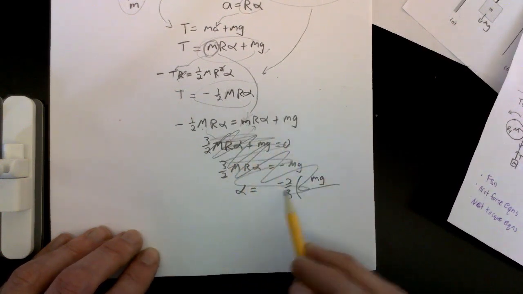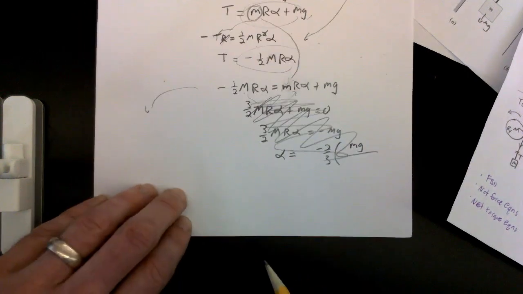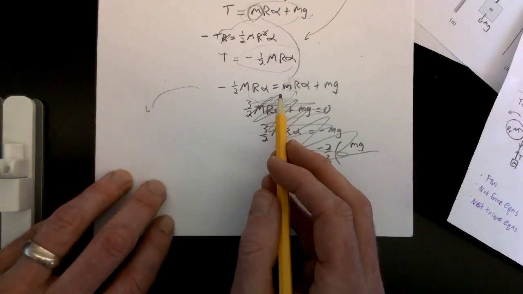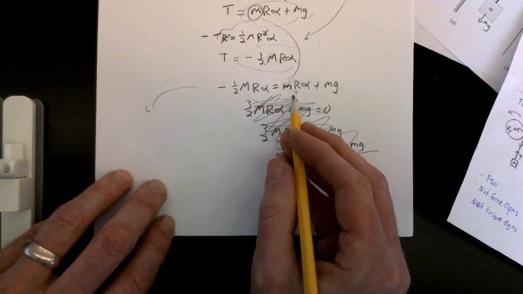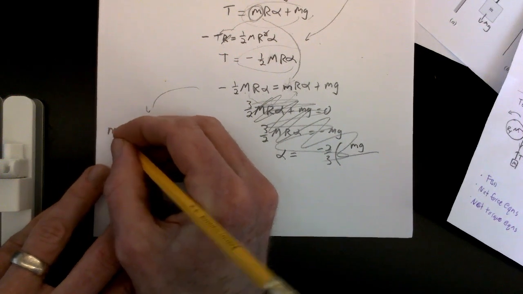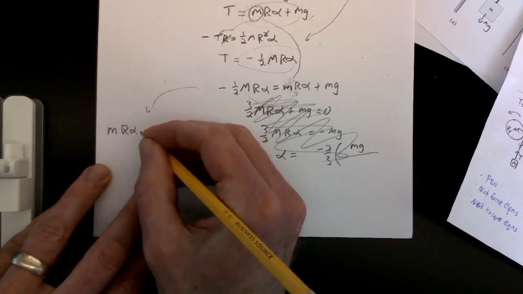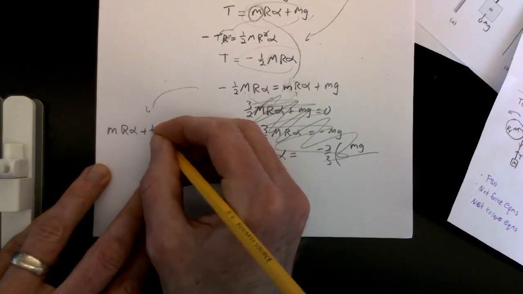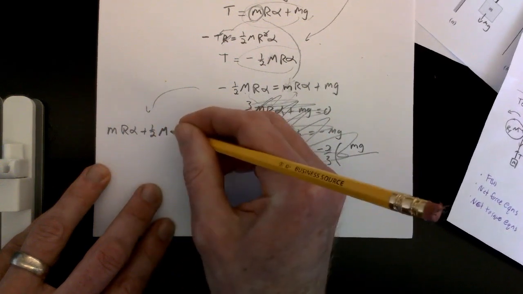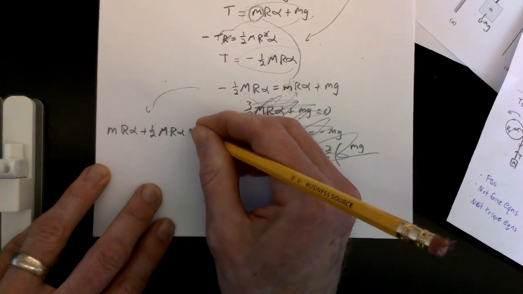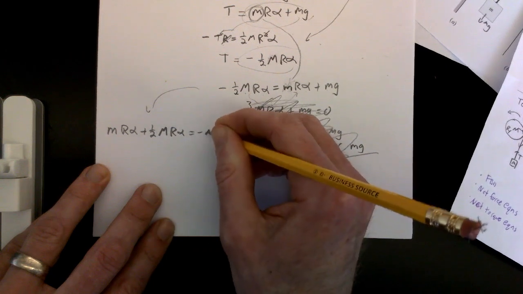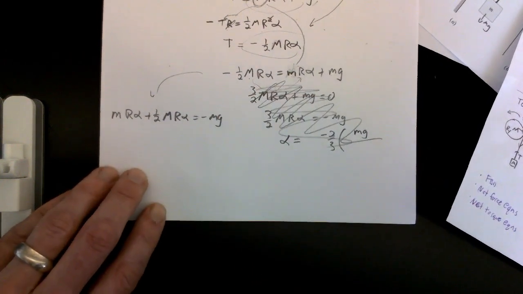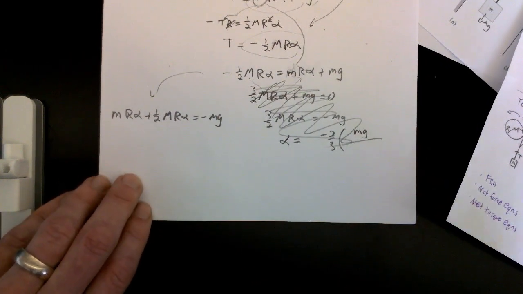So let's just get rid of all this, and we'll bring it over here a little bit. So now I'm trying to get alpha by itself. So I'm just going to do this. I'm going to do little m times r times alpha minus a plus 1/2 big M times r times alpha equals minus mg, like that. Okay, now I'm back on track. Ooh, I got a little nervous there.